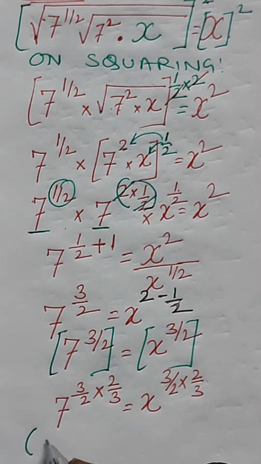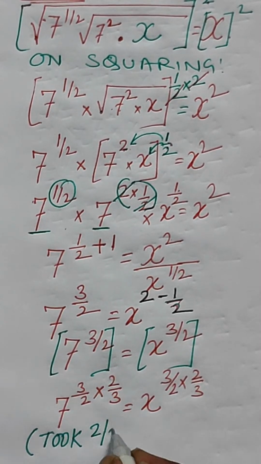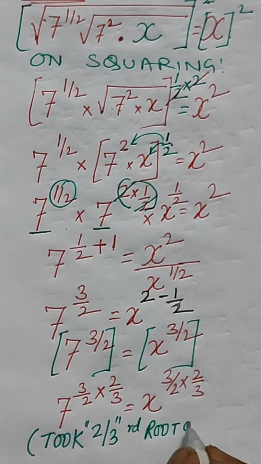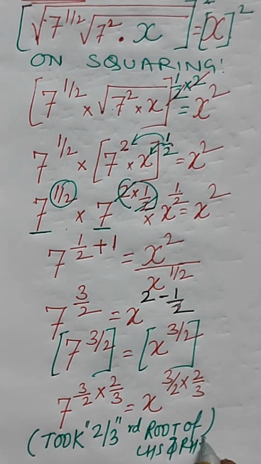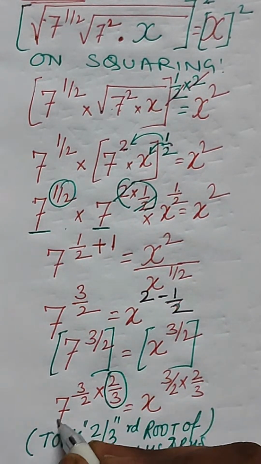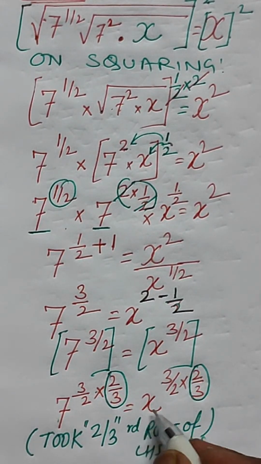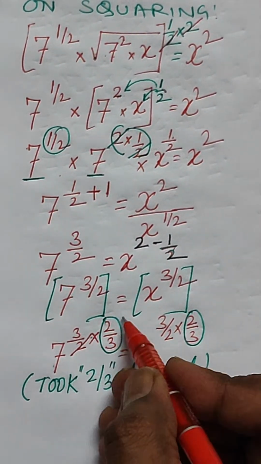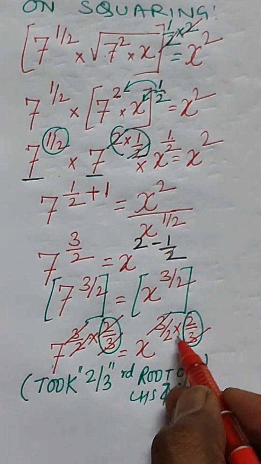I am mentioning the step. We took the 2/3 root of LHS and RHS. So when we have taken the 2/3 root, this 2 by 3 will be multiplying the exponent of 7 on the LHS, and this 2 by 3 will be multiplying the exponent of x on the RHS, right? So this 2 will be cancelled, 3 will be cancelled, and here 3 will be cancelled, and 2 will be cancelled.